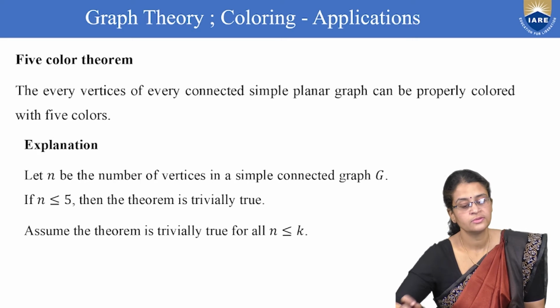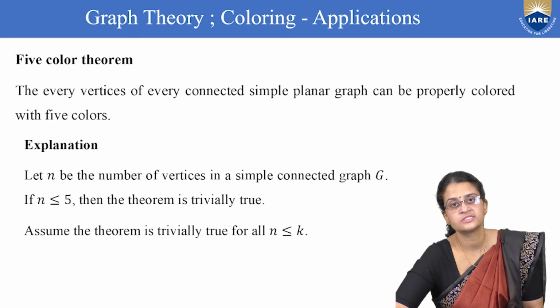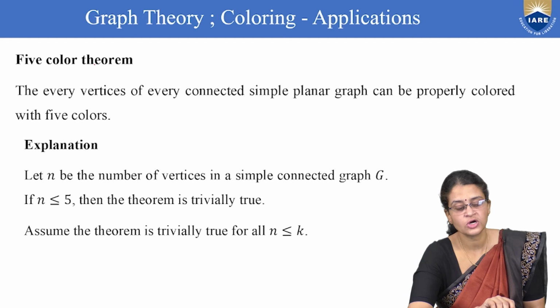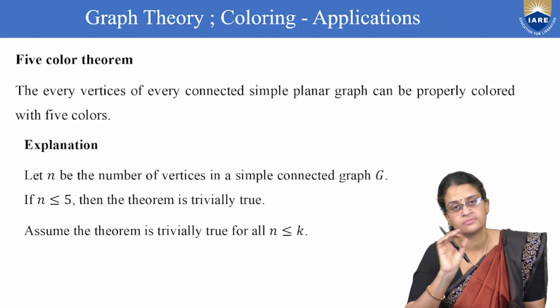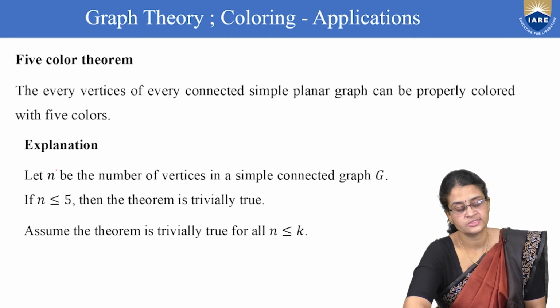Then we are going to the 5-color theorem where the application of coloring starts. So far we have done planar graphs just to have some idea of the terminologies that we are going to use. 5-color theorem: every vertex of a simple connected planar graph can be properly colored with 5 colors. That is, if G is a simple connected planar graph, then every vertex can be colored with at most 5 colors. We will see how it happens.